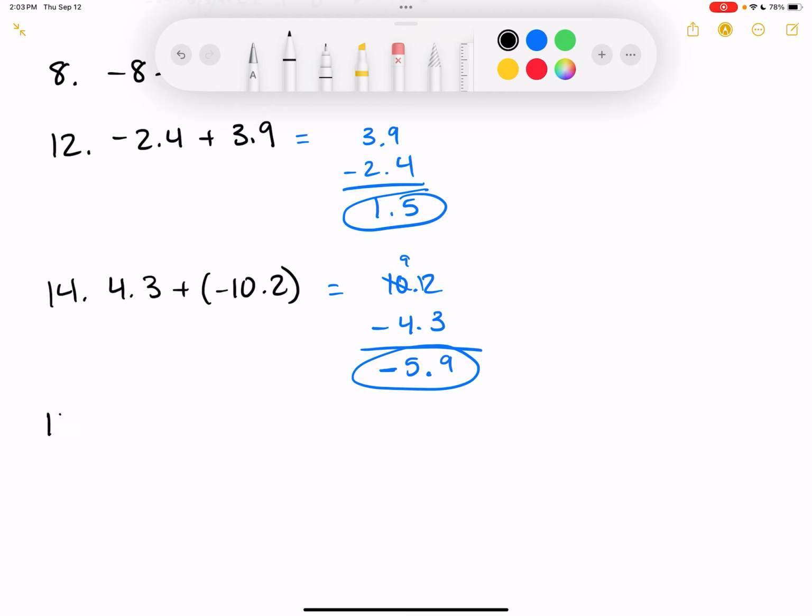See, 16, -6.5 plus -7.1. What do I do with one like this? You add them because they're both negative. Yep, they're both negative, so I add them together. So what do I get when I do that?